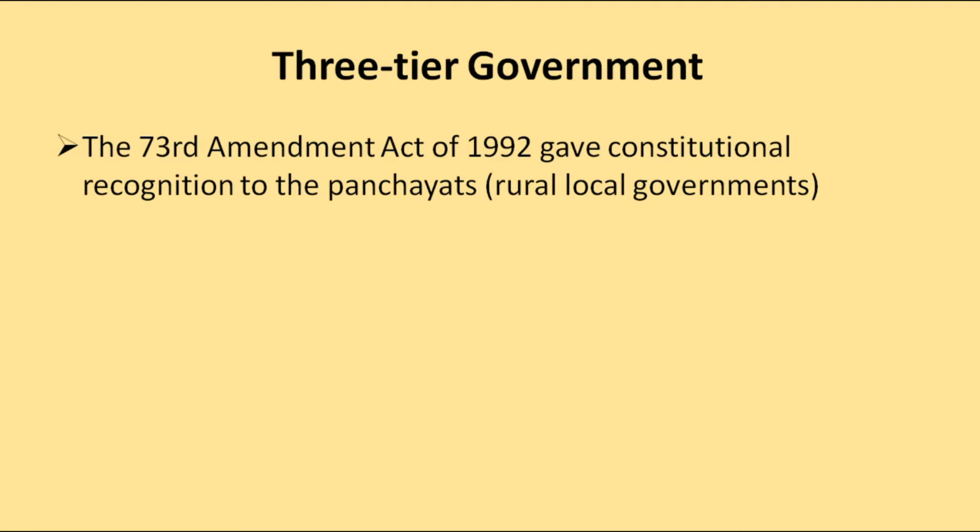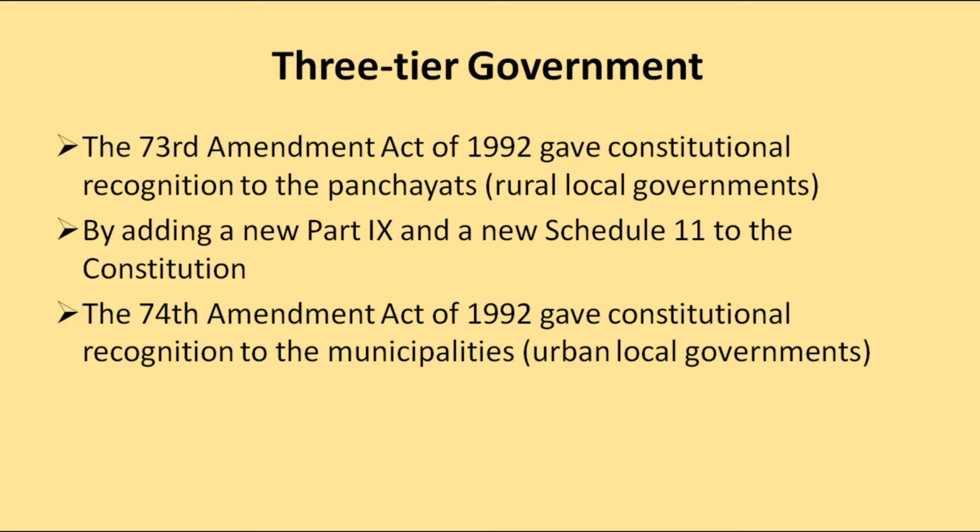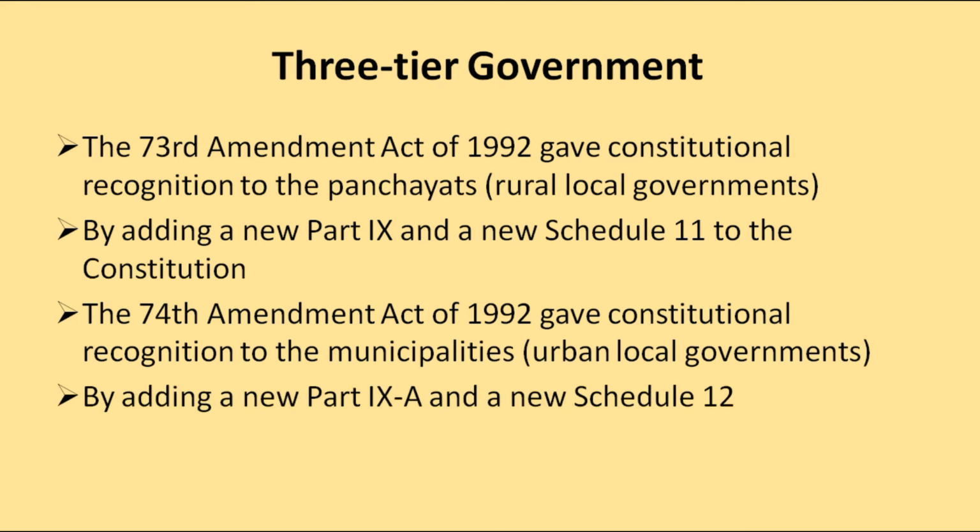Next, three-tier government. The 73rd Amendment Act of 1992 gave constitutional recognition to the Panchayat or rural local governments. It added a new Part 9 and the new Schedule 11 to the Constitution. Then the 74th Amendment Act of 1992 gave constitutional recognition to the municipalities or urban local governments. It added a new part to the Constitution, that is Part 9A and the new Schedule 12.